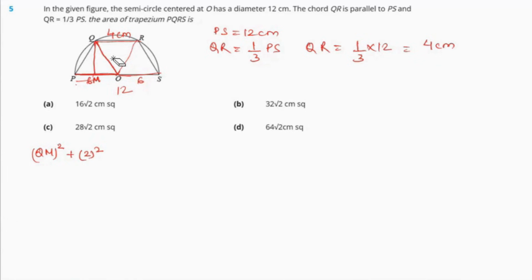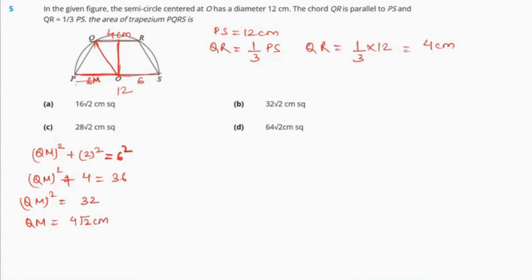We can go with this as well, or we can go with this as well. So this we can take as QM, which is 2, and this OQ we are going to get as 6 only, because this is also the radius. If we put everything together, QM square should equal 4 plus 4, which is 36. So QM square we are going to get as 32. So the value of QM needs to be root 32, and when we solve root 32, we get 4 root 2 centimeter.